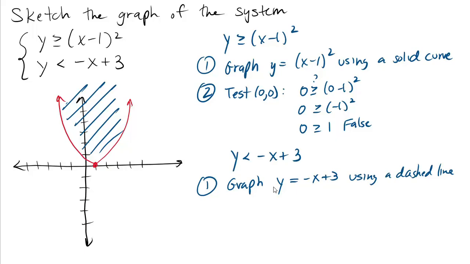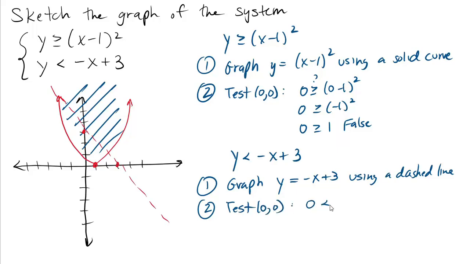So if x is 0, y is 3, that's this point right here. And if x is 3, then y will be 0. That's this point right here. And then I just draw a dashed line that cuts through like this. Now I test a point in that inequality. You know what I'm picking. I'm testing 0, 0.